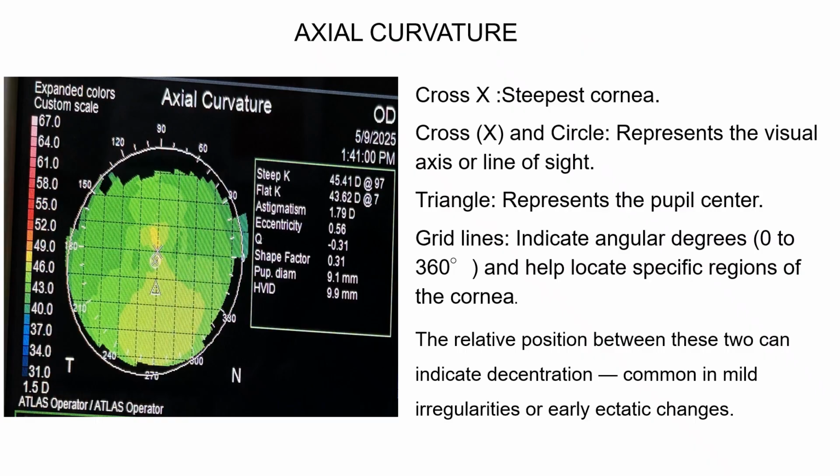Firstly, we should look at the terminologies which are given on the topography machine. Like what is the meaning of this OD? OD means oculus dexter, that represents the right eye. Then the date is written when the test is done, the timing of the topographic machine test. So all this is given.